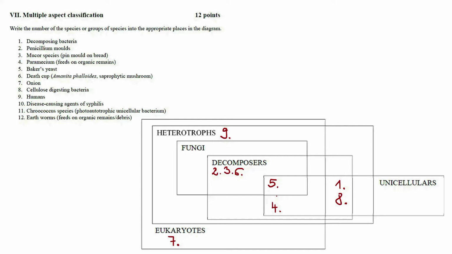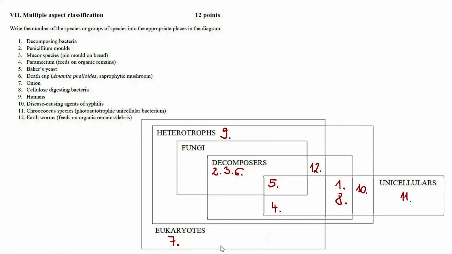Prokaryotic, heterotroph, unicellular. So it is going to be in this part. Number 11, Crocosphaera species, which are autotrophic unicellular bacteria. So number 11 will be written in here. And then earthworms, number 12, feed on organic remains. So they are eukaryotes, heterotrophs, decomposers, but they are not fungal species, so 12 should be put in this place.